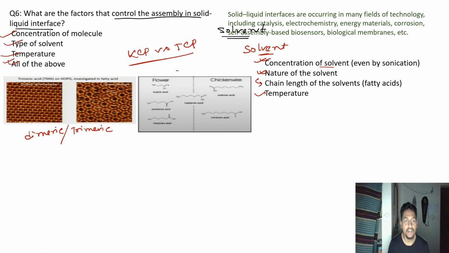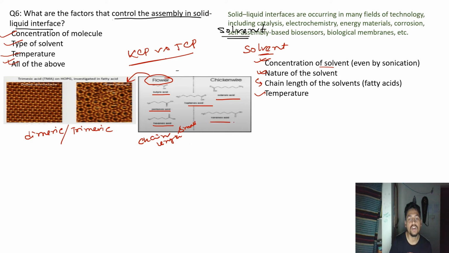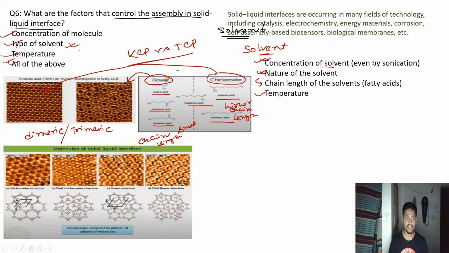You can see here the butyric acid, pentanoic acid, and hexanoic acid. Normally, when the chain length is small, that time we are getting flower-like structure. When the chain length is higher, that is octanoic acid, heptanoic acid, nonanoic acid, we are getting chicken wire-like structure. So type of solvent is very important, right?